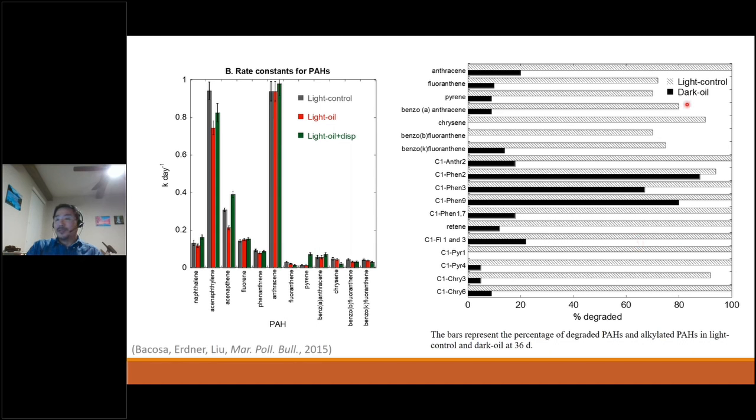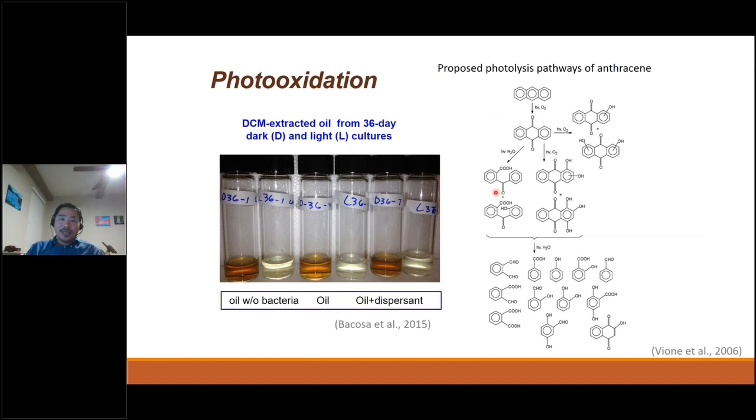You can see the black bars are longer, which suggests they are more easily biodegraded. Anyway, I won't get into the detail of this, but I'm trying to say the light is the key here to destroy the PAHs. And this gives you an idea. We call it photo-oxidation. Some people say photo-bleaching, in the same sense, right?